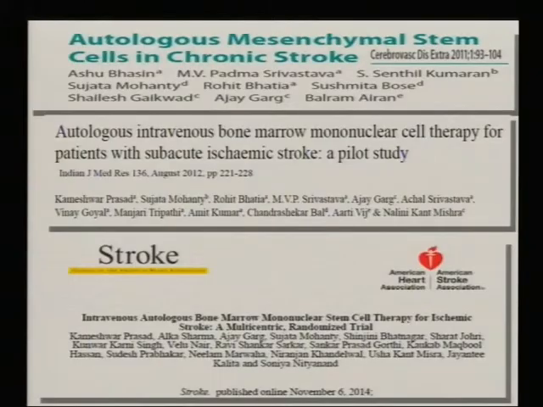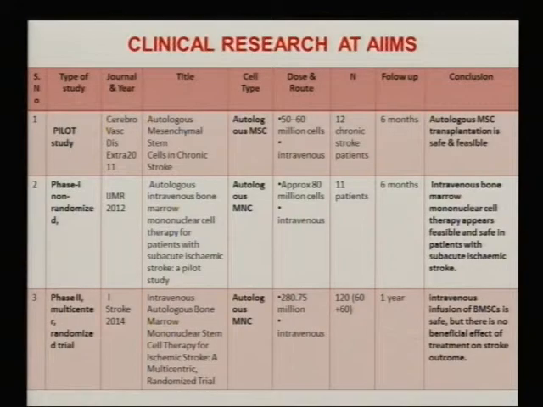Now I'll focus on some of the clinical research which was done at our center. These are the three major publications where it has been published. In a nutshell, the first one was a pilot study using mesenchymal stem cells. The second was a phase one, non-randomized study. The third one was a phase two randomized multicentric trial. You can see here the number of patients is 12, 12, and 120, with 60 plus 60 in both the arms. The earlier two studies showed that mesenchymal stem cells and bone marrow mononuclear cells are safe and feasible. The third one says, apart from the safety, there were no beneficial outcomes in this group.